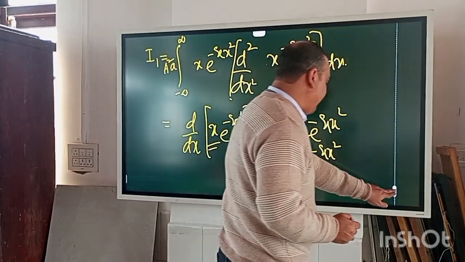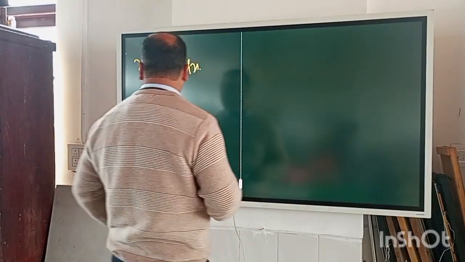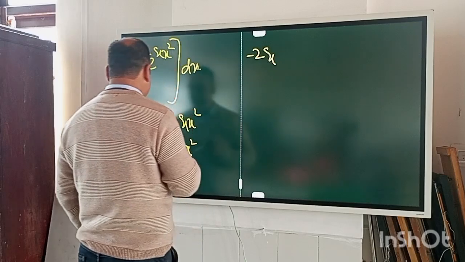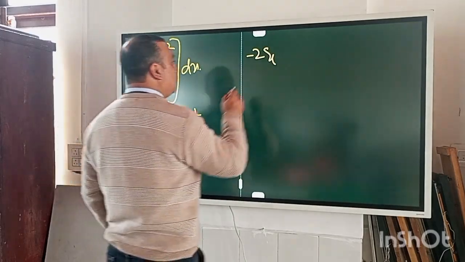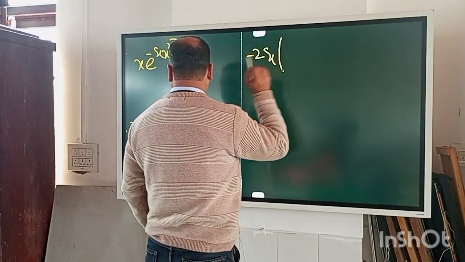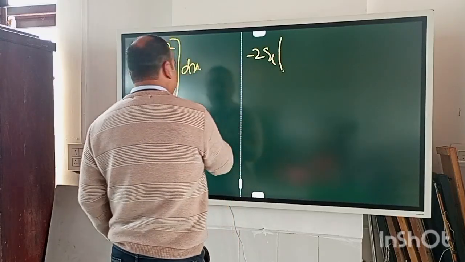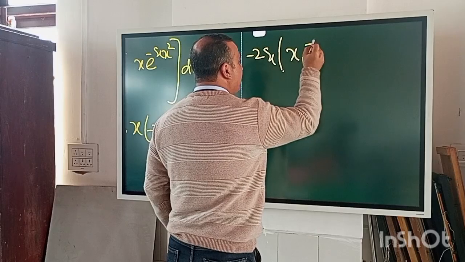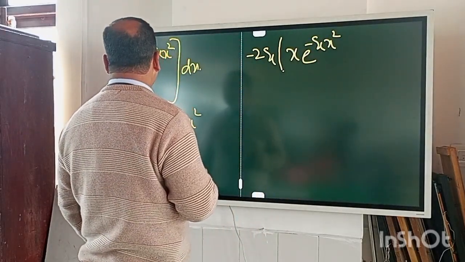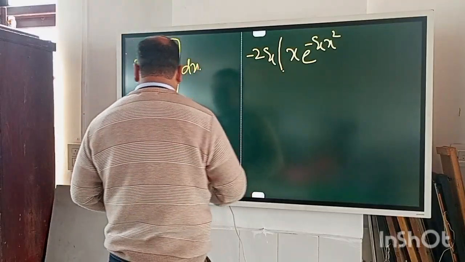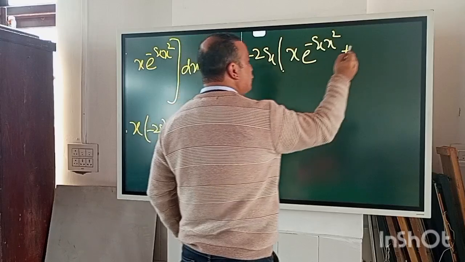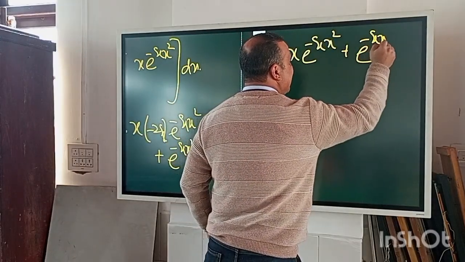So let me write this down. It is minus 2 zeta times x e to the power of minus zeta x squared. This is an independent term. And then we will have plus e to the power of minus zeta x squared.